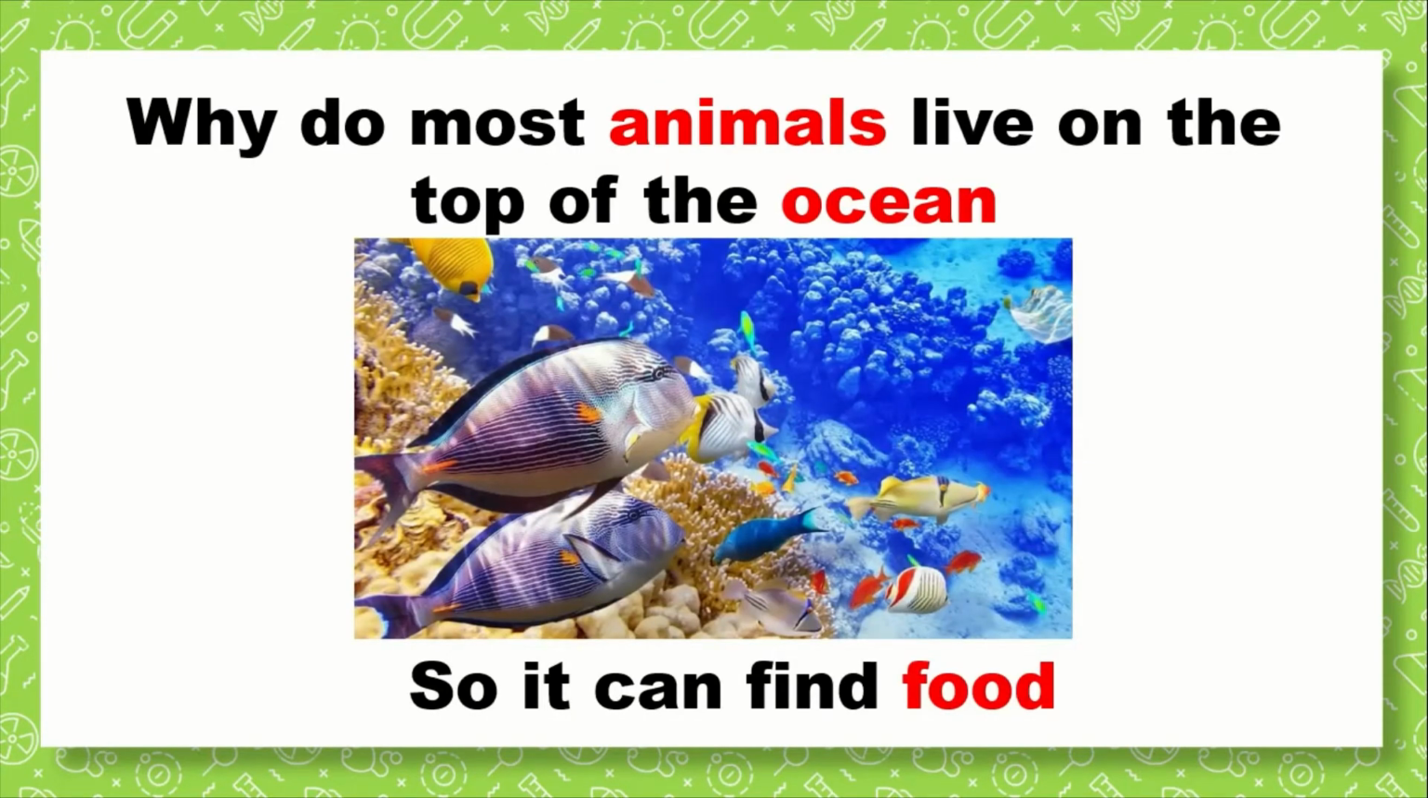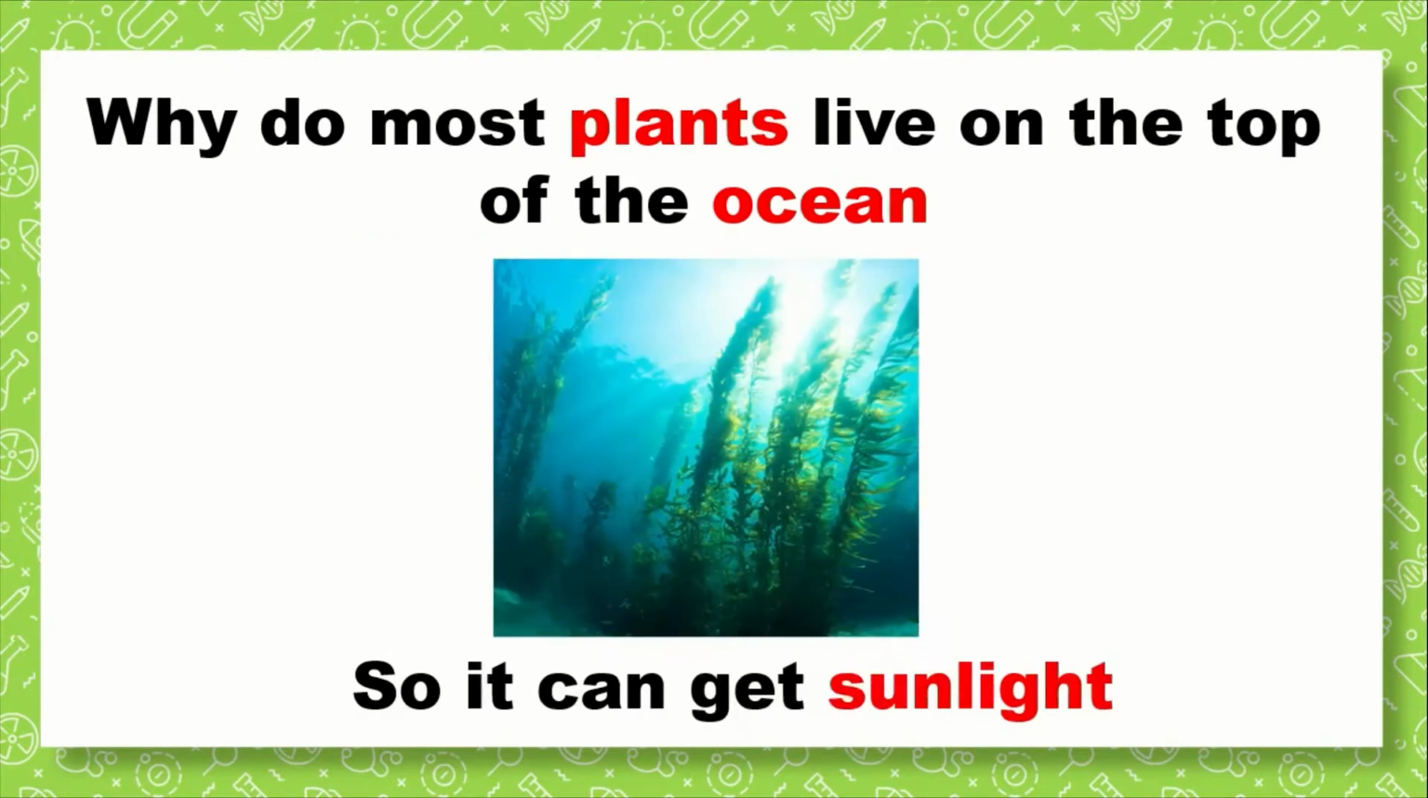Why do most animals live on the top of the ocean? Animals live on the top of the ocean so they can find food. Food is easier to find at the top of the ocean. Why do most plants live on the top of the ocean? Because they can get sunlight. Plants need sunlight to grow.